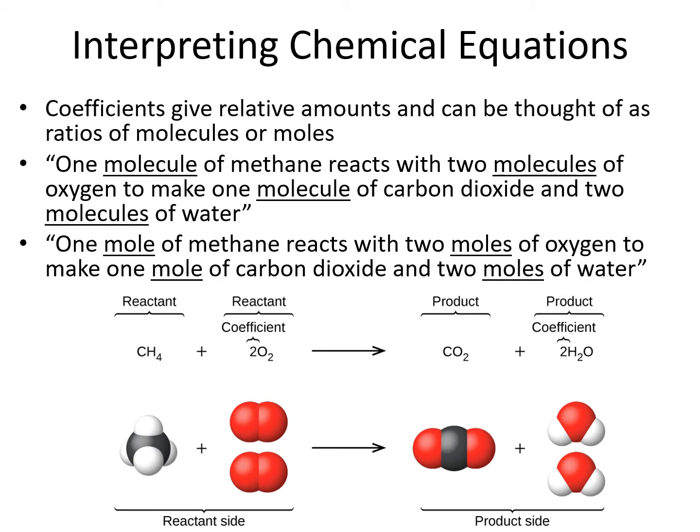Since the coefficients tell us the relative amounts of each of the chemicals in the reaction, we can think of them as ratios of molecules or ratios of moles. For example, with this equation, we could say 1 molecule of methane reacts with 2 molecules of oxygen to make 1 molecule of CO2 and 2 molecules of water. We could also say 1 mole of methane reacts with 2 moles of oxygen to make 1 mole of carbon dioxide and 2 moles of water. The ratio is going to be the same if we multiply each of the compounds by 6.022 times 10 to the 23rd, which is the number that goes from molecules to moles.